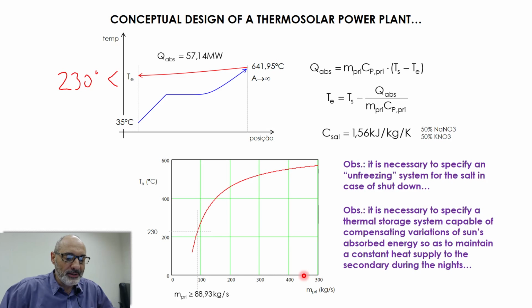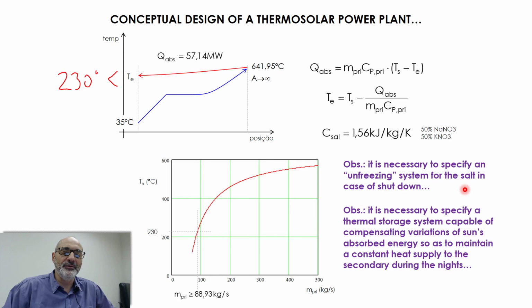So what I want for this flow rate is the minimum flow rate, okay, the smallest flow rate that gives me a temperature above 230 degrees. So that's why I'm making this calculation, okay? So 88.93 is the limit flow rate to have temperatures above 230 degrees, okay? Okay, so two observations.